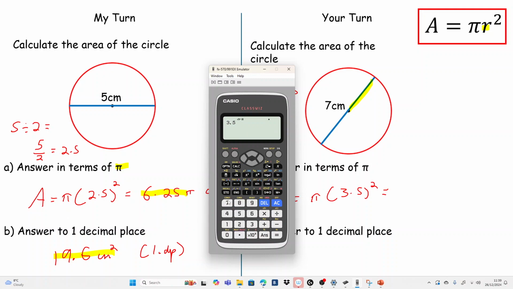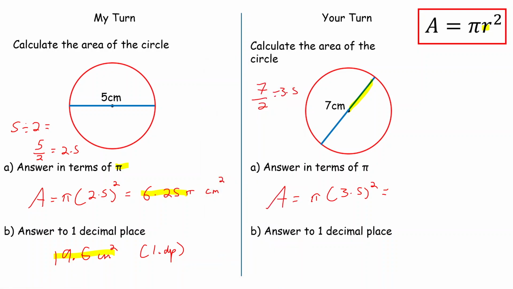3.5 and then squared is equal to 12.25. So 12.25, and then you've got the pi also on the end. Just to make it clear, 7 divided by 2 is 3.5. You could have done pi times the radius, left as a fraction, and then squared the fraction. 7 squared is 49 and 2 squared is 4. You could also write the answer like this, 49 over 4 pi.